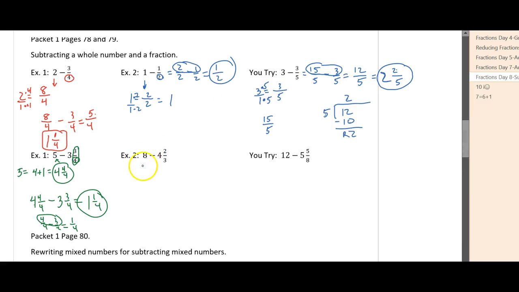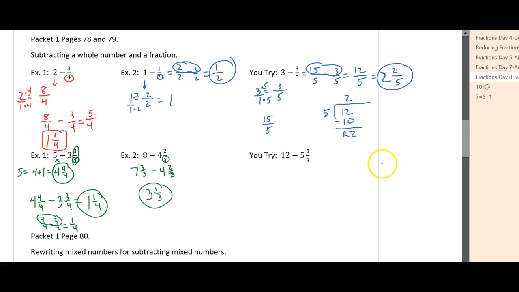So 8, all I'm going to do is rewrite this as 7, and then I'm just going to put 3 over 3. That is equivalent to 8 because 3 over 3 is 1, 7 and 1 make 8. So I'm going to do 7 and 3 over 3 minus 4 and 2 over 3. Now, 7 minus 4 is 3. 3 over 3 minus 2/3. 3 minus 2 is 1. Carry my denominator of 3.